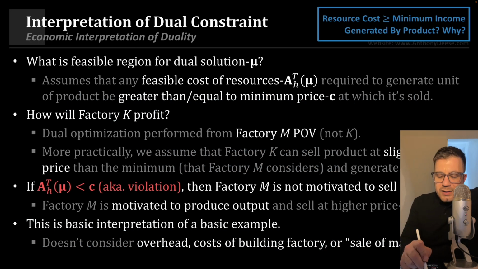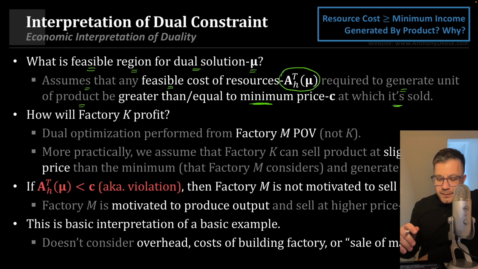First, what is the feasible region for the dual solution mu? We already said this, but again, it assumes that any feasible cost of resources, which is equal to A sub h times mu, required to generate a single unit of product must be greater than or equal to, again, key here, the minimum price C at which it's sold. We already understand that. Now we get to the interesting question. But if that's the case, how is Factory K going to profit?